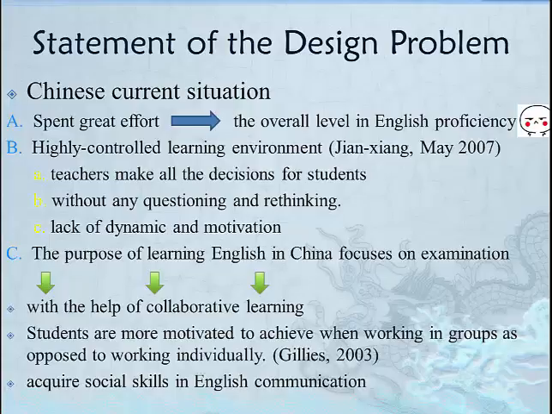On the other hand, influenced by the test-oriented education system, findings show how the school curriculum can be controlled through exams and ultimately lose its ability to deal with diversity. Pressure to perform on students' achievement makes schools focus too much on getting results and too lax on integrated education. Therefore, with the help of collaborative learning, we could not only meet the school's viewpoint that students are more motivated to achieve when working in groups as opposed to working individually, but also let them acquire social skills in English communication.